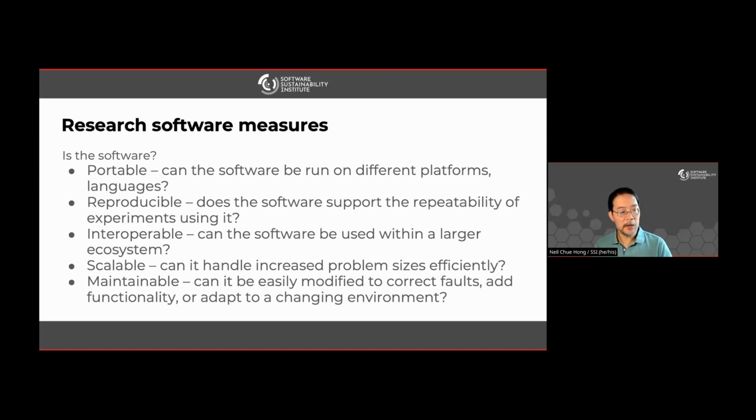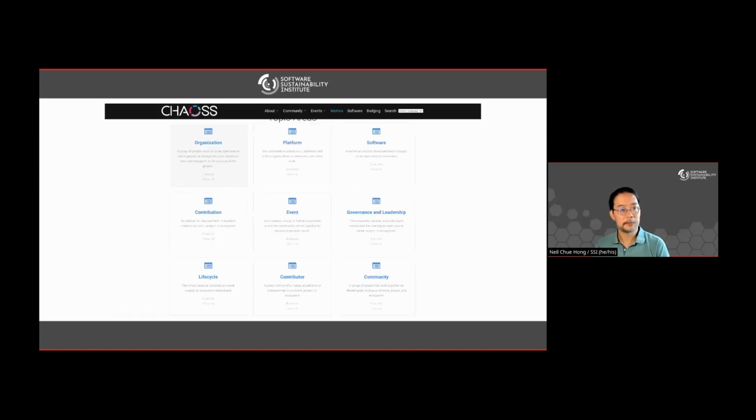So those are the 5 categories of what I think we should be measuring to understand research software quality. So I'm now going to talk about some of the ways that people are looking at this.